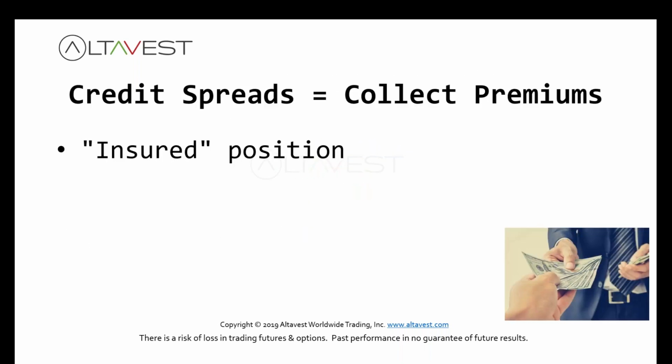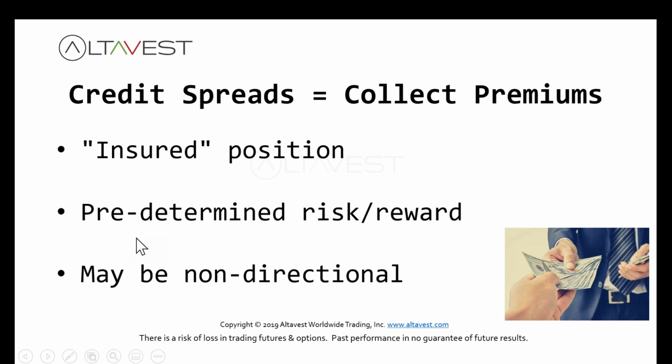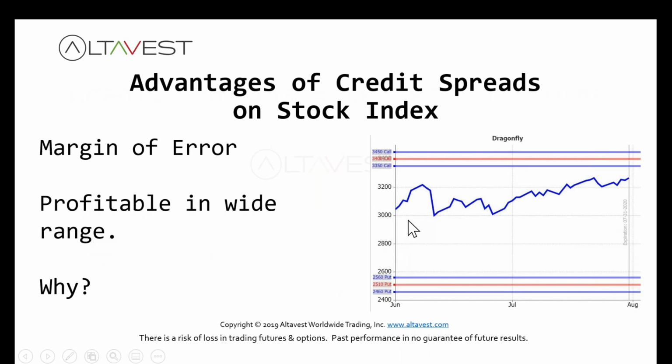So credit spreads, if you know this, it's going to go quickly. If you don't know it, we've made it easy. These are all insured positions, predetermined risk and reward, and they might be non-directional. So you can place trades that don't have to be bullish or bearish. They have a margin of error. Don't worry about this chart. I'll explain it in just a minute. But you see the S&P moving along here, and you'll see the calls and the puts on that trade. So these trades can be profitable in a wide range of price.